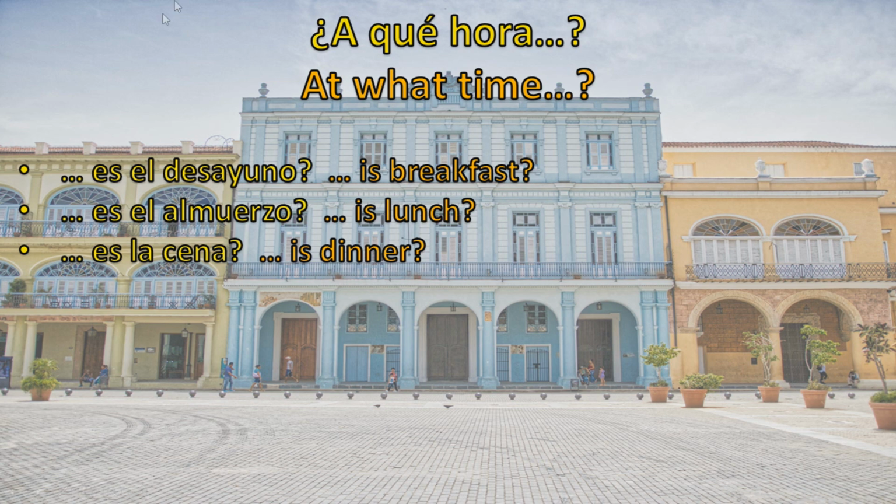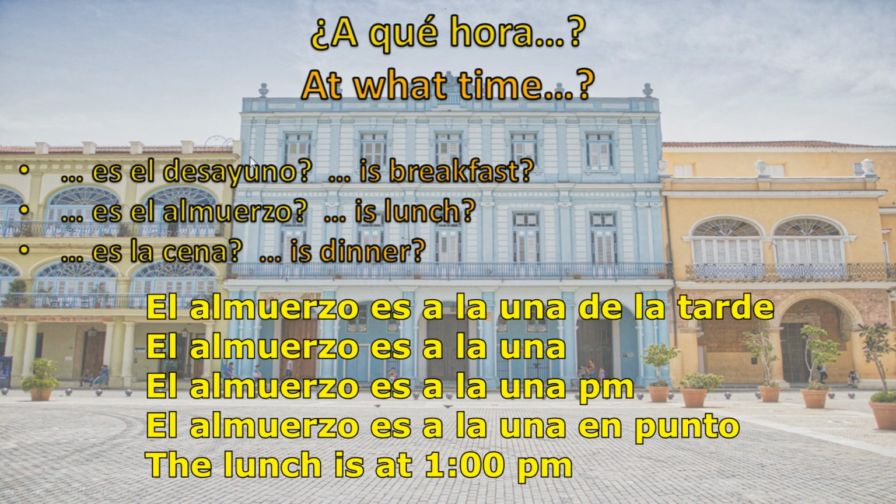¿A qué hora es el almuerzo? At what time is lunch? ¿A qué hora es el almuerzo? And the possible answer is, el almuerzo es a la 1 de la tarde. Okay? El almuerzo es a la 1 de la tarde. Or el almuerzo es a la 1. Or el almuerzo es a la 1 p.m. Okay? It's fine. But you can say just el almuerzo es a la 1 and that's it. It's fine. Okay? It's the most common way to say it.